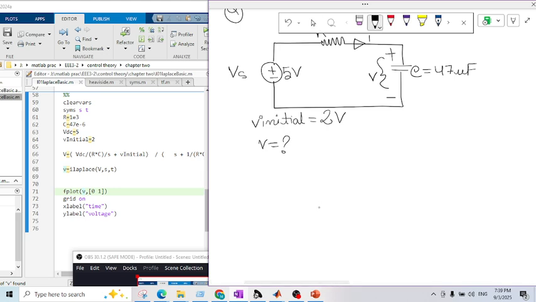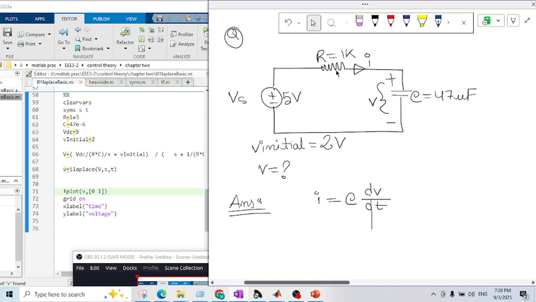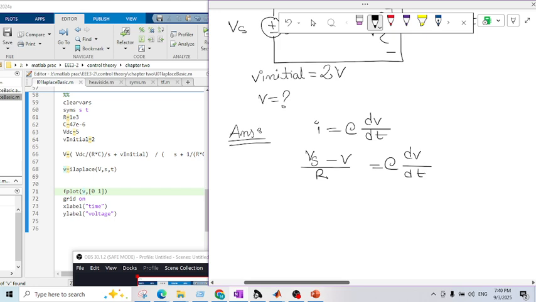Okay, so let's start. First of all I have to write the current equation across this capacitor. So we know I is equal to C dV by dt. Again we know that the current across this resistor is simply Ohm's law. So I is equal to Vs minus V divided by R. Now we have to simplify this equation, and if I do this I will get dV by dt plus 1 by RC into V equals Vs divided by RC. Pause this video and you can do it by yourself.